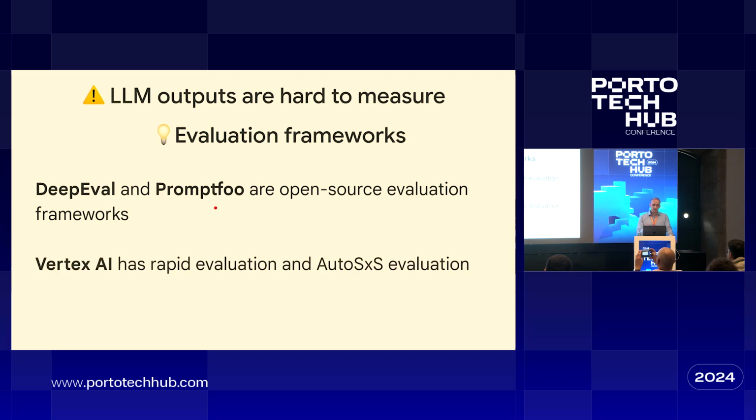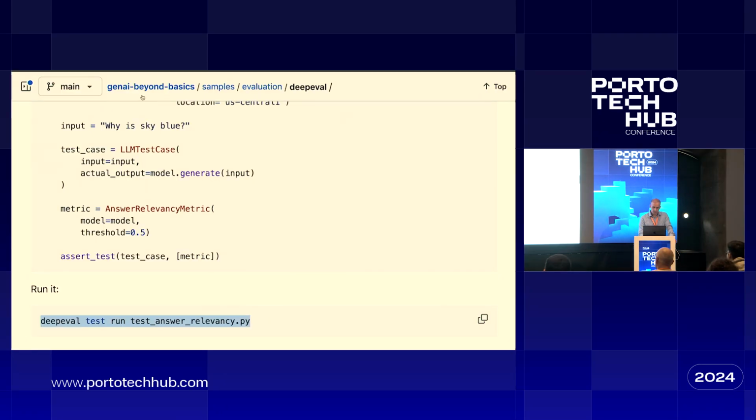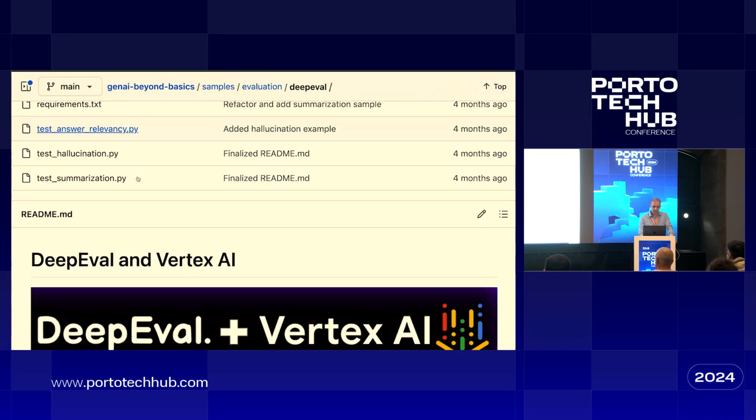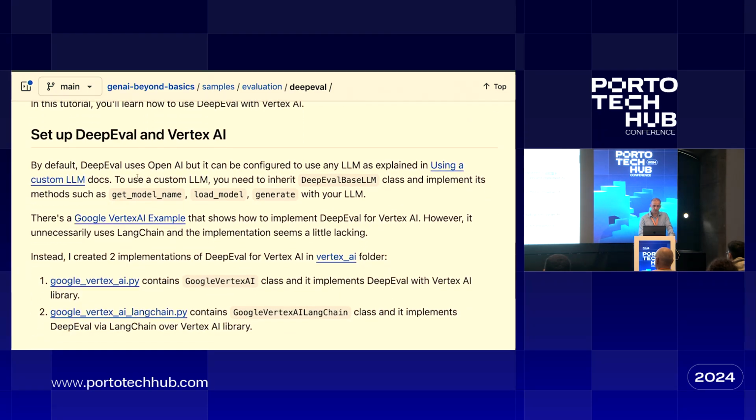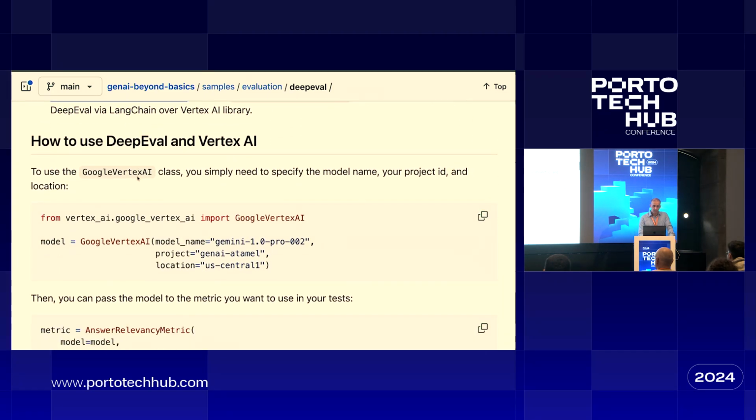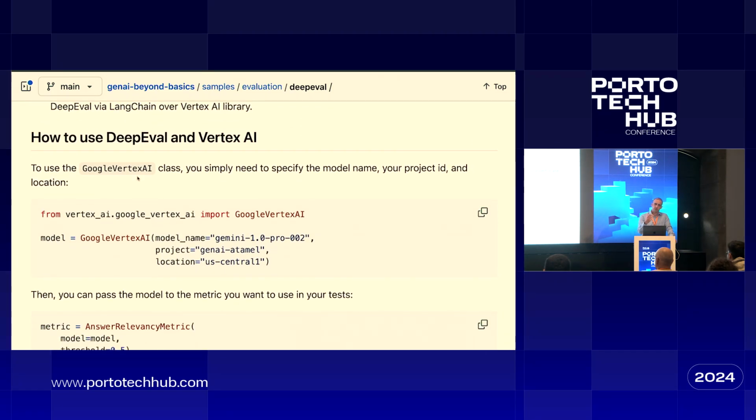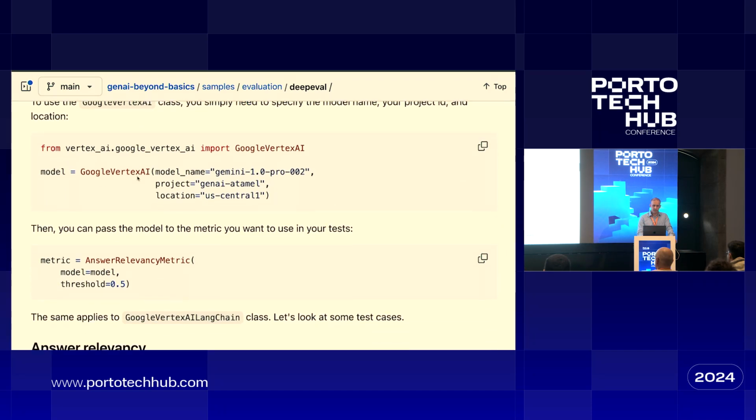Also, depending on the cloud provider, Vertex AI has its own rapid evaluation and auto side-by-side evaluation. So there's a lot of choice here. I would say just pick one and use it, because it makes your life easier. So let's look at DeepEval and see how that works. Let's imagine, for example, you want to use DeepEval for your evaluation. First of all, DeepEval has a lot of metrics by default that you can pick.